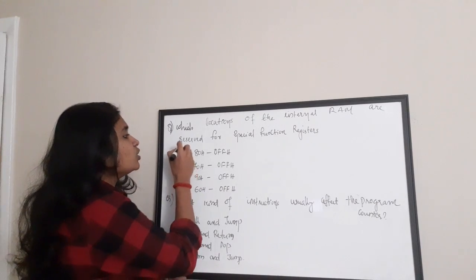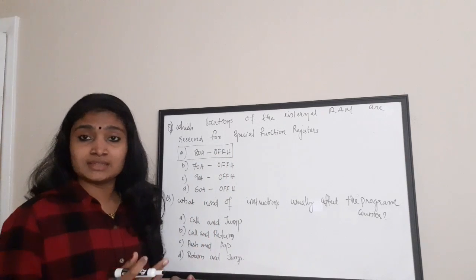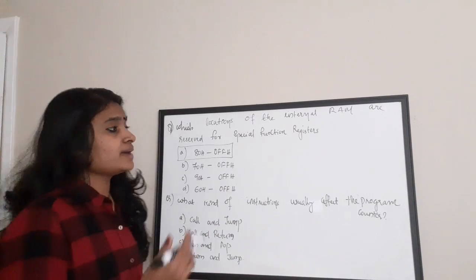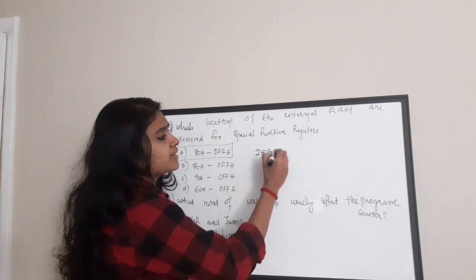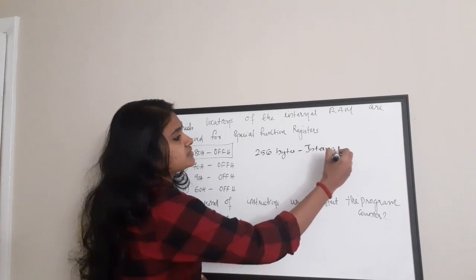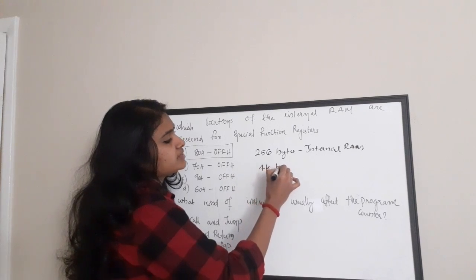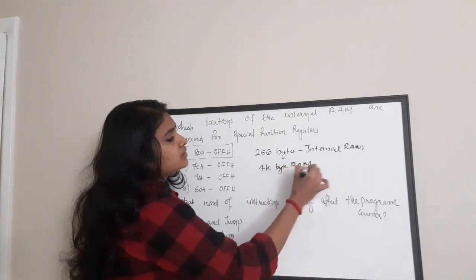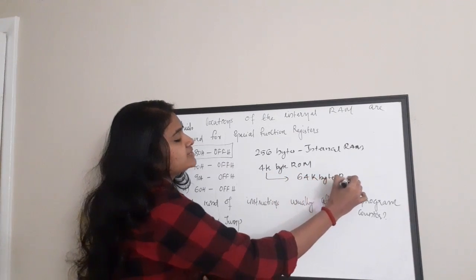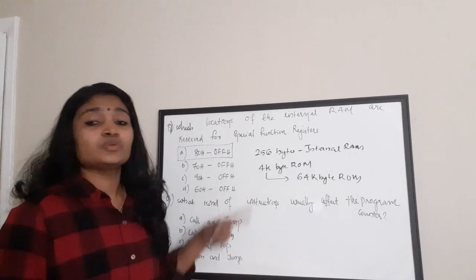The correct answer is option A, which is 80H to FFH. Now, if you see the architecture of the 8051 microcontroller, it consists of an internal RAM of 256 bytes, and a 4 kilobyte ROM, which is extendable up to 64 kilobyte ROM. That is, externally you can connect 64 kilobyte ROM, and internally there is 4 kilobyte ROM present.